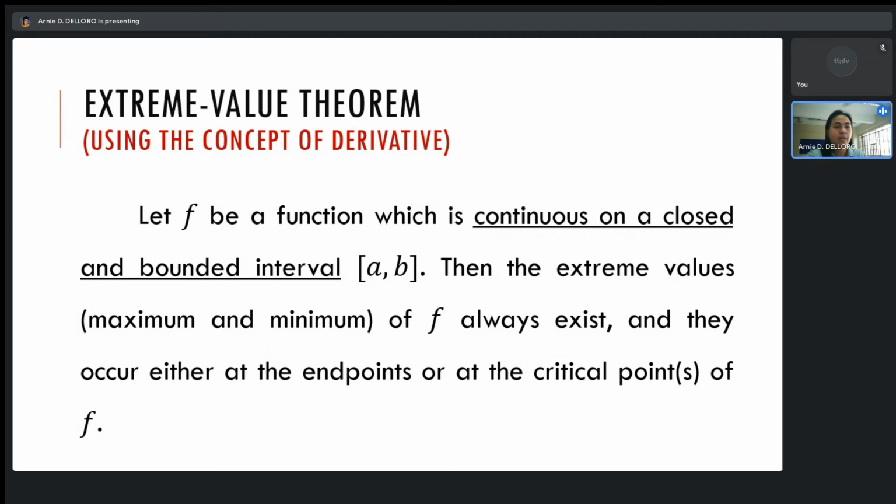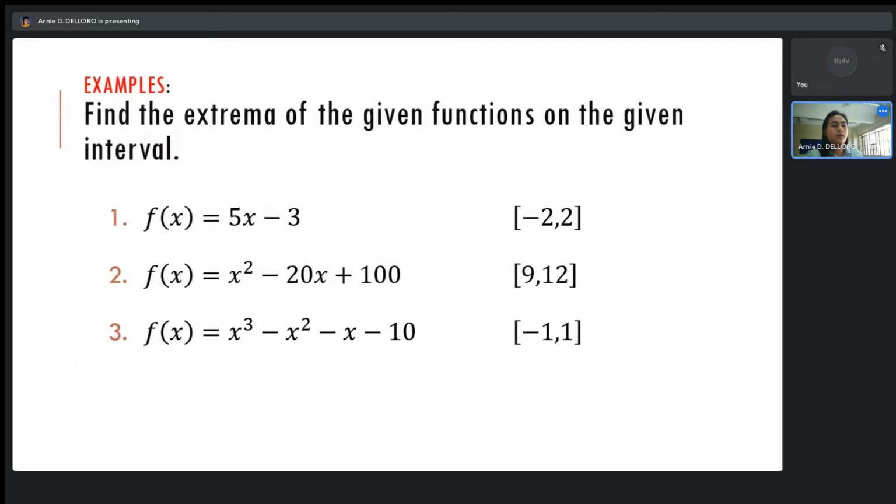Okay? Di ba kanina ang kinuha lang natin yung critical points. Sa number 1 na example, walang critical point. Sa number 2, it's x equals 10. Sa number 3, it's x equals negative 1/3 and x equals positive 1.